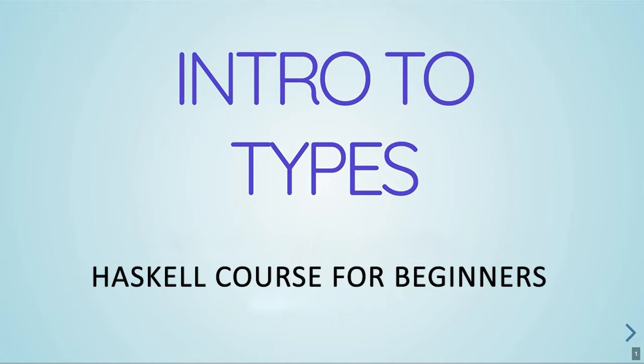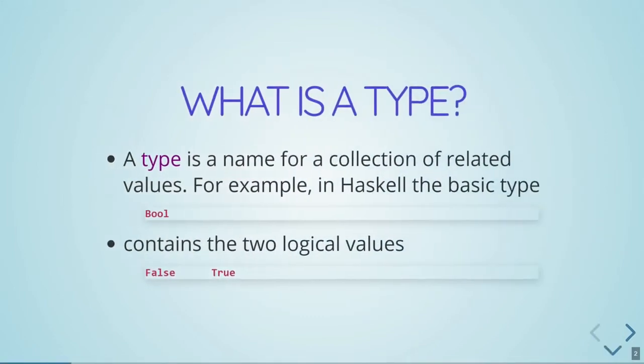Now without further ado, what are types? A type is the name of a collection of related values. So for example, we have a type called bool that contains two logical values, false and true. Similarly, there are other types like int. Int will contain numbers 1, 2, 3, 4. Actually, that's a collection of an infinite amount of different values.